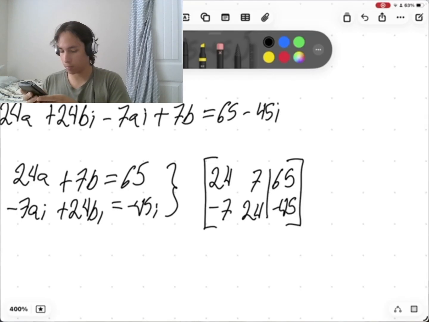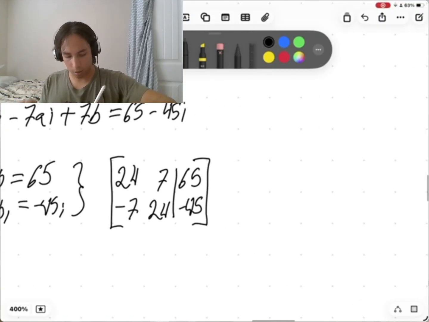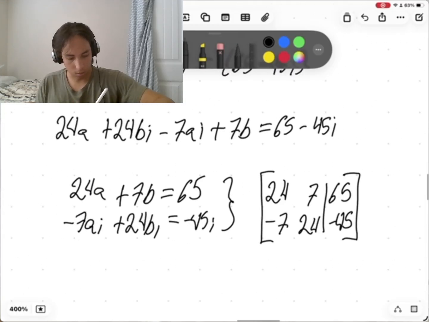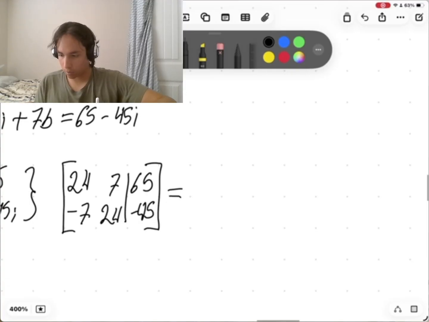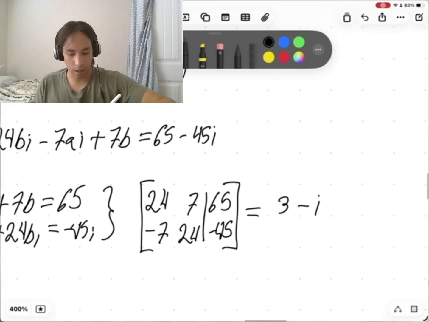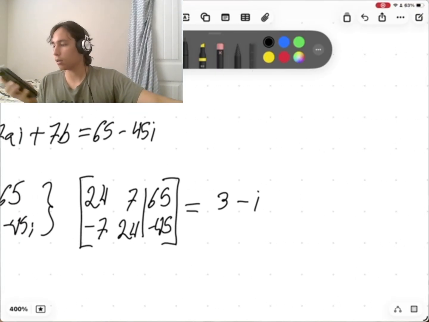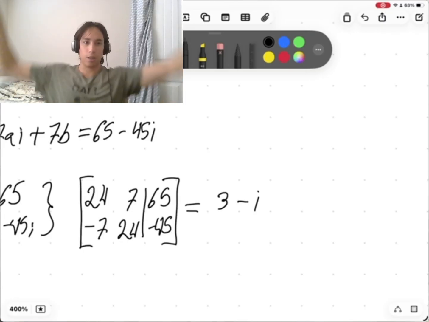Syssolve the 2 by 2. We get 24a plus 7b equals 65, and negative 7a plus 24b equals negative 45. We get 3 minus i. That's our answer: a equals 3 and b equals negative 1. And if we check, yep, that's the answer.